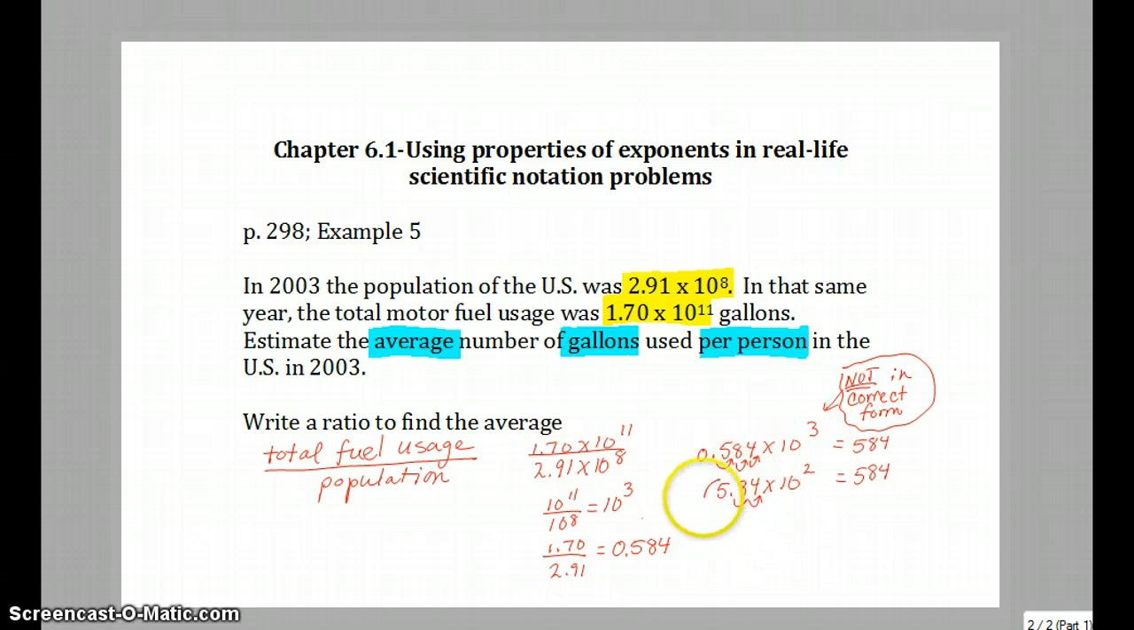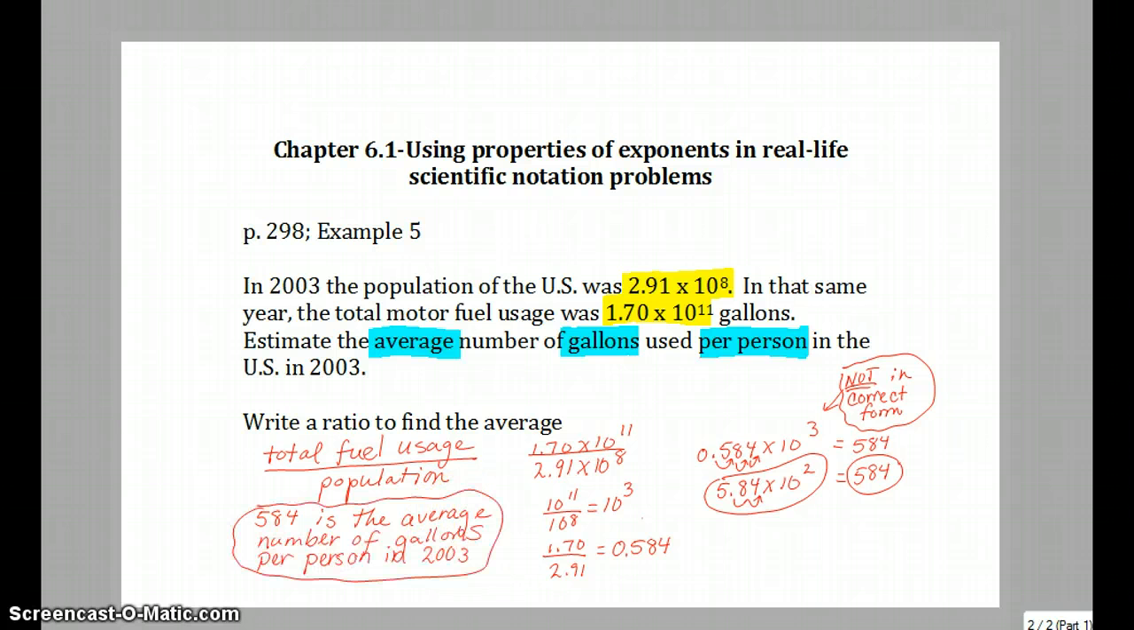So this is the scientific notation way of writing it, and this is the actual numeric way. And since it's asking us the average number of gallons, then we would write 584 is the average number of gallons per person in 2003. Okay, we're going to go on to the next example at the bottom of the page.